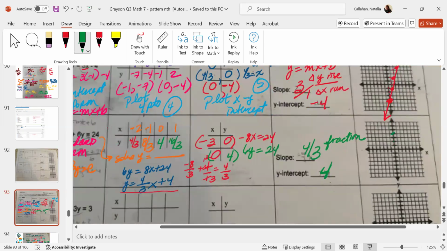1, 2, 3, 4. Use your pens. Up 1, 2, 3, 4 over 1, 2, 3. Running out of space, go down 1, 2, 3, 4 over left 1, 2, 3. Down 1, 2, 3, 4 left 1, 2, 3. And then you connect your dots. And that's your equation. Do you understand that? Good.